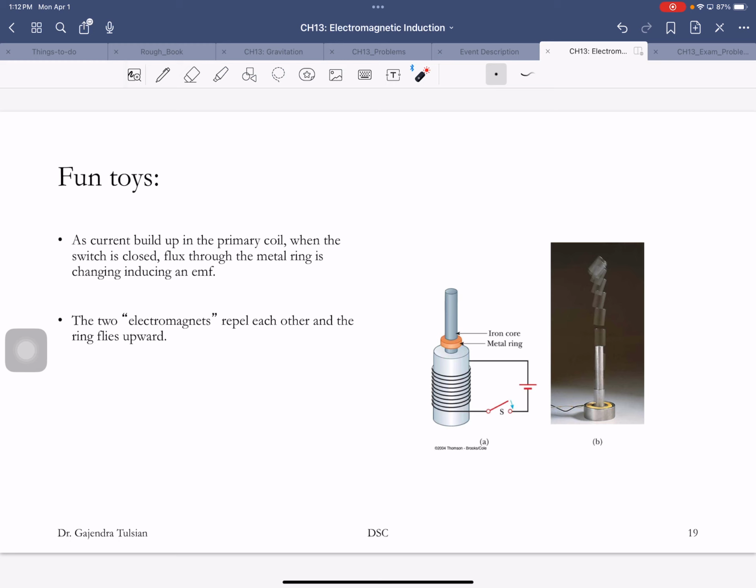So how does that happen? When you close the switch, you have a current flowing through this, which produces a magnetic field. The magnetic field went from 0 to a maximum value. That changed the flux through this ring, and that induced a current. And so this becomes a magnet, and an induced magnetic field has opposite polarity. So for a brief second, you have a repulsive force, and this thing will fly up.